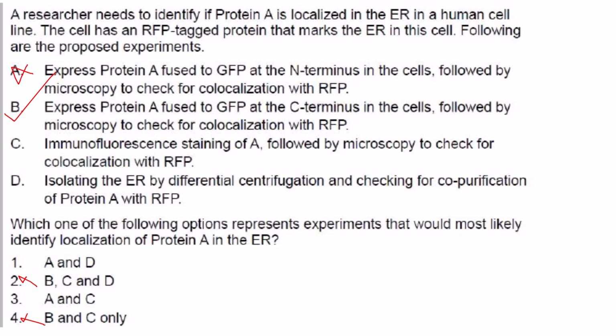So here what you will do is, if protein A is localized in the endoplasmic reticulum, by using this fluorescently labeled antibody, it will bind to A and it will emit fluorescence. So here the endoplasmic reticulum also will give one fluorescence, and this protein A also will send a fluorescent signal. So when you get both the fluorescent signals, you can confirm that A is localized in the endoplasmic reticulum. So C is correct.